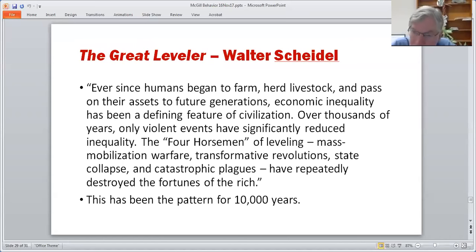Okay, so Walter Scheidel finds the same thing, really going back 10,000 years. Ever since humans began to farm, herd livestock, and pass their assets on to future generations, economic inequality has been a defining feature of civilization. Over thousands of years, only violent events have significantly reduced inequality. The four horsemen of leveling: mass mobilization warfare, transformative revolution, state collapse, catastrophic plagues. These are the only things that have repeatedly destroyed the fortunes of the rich. This has been the pattern for 10,000 years.